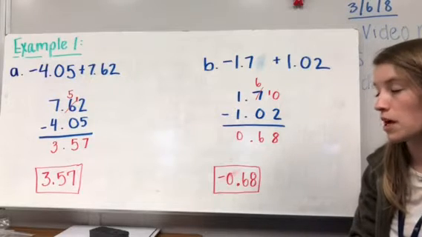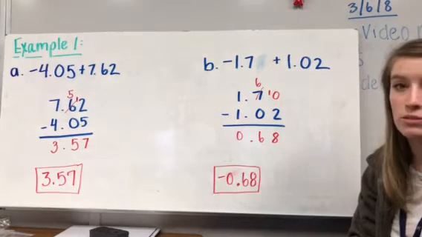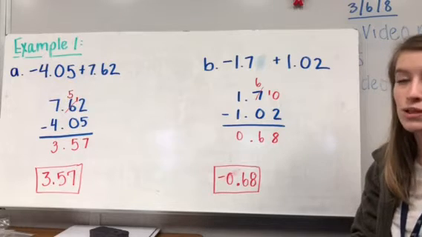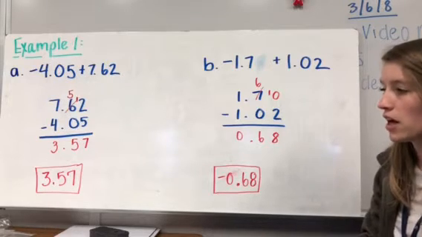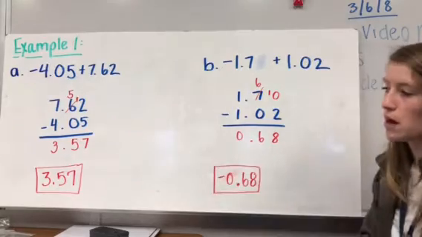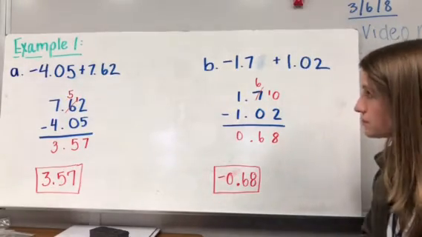Now, let's look back up at the sign really quickly. Which number is bigger? 7.62 is bigger, so we keep its sign. It means positive, so we end with positive 3.57.